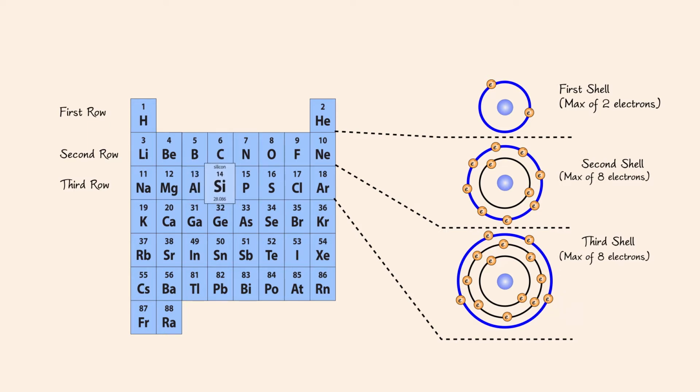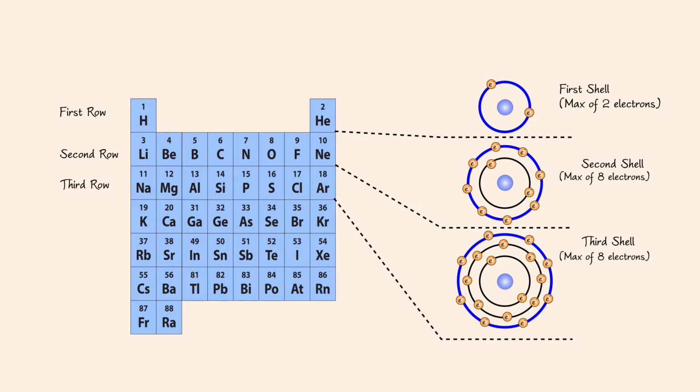silicon has 4, phosphorus has 5, sulfur has 6, chlorine has 7, and argon has 8. Again, the third shell can hold a maximum of 8 electrons.